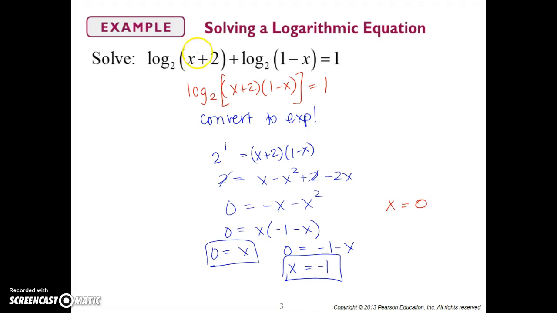Now negative 1. Negative 1 plus 2 is positive. 1 minus negative 1 is going to be 1 plus 1, which again is positive. So we get x equals 0 and negative 1 are both valid solutions.